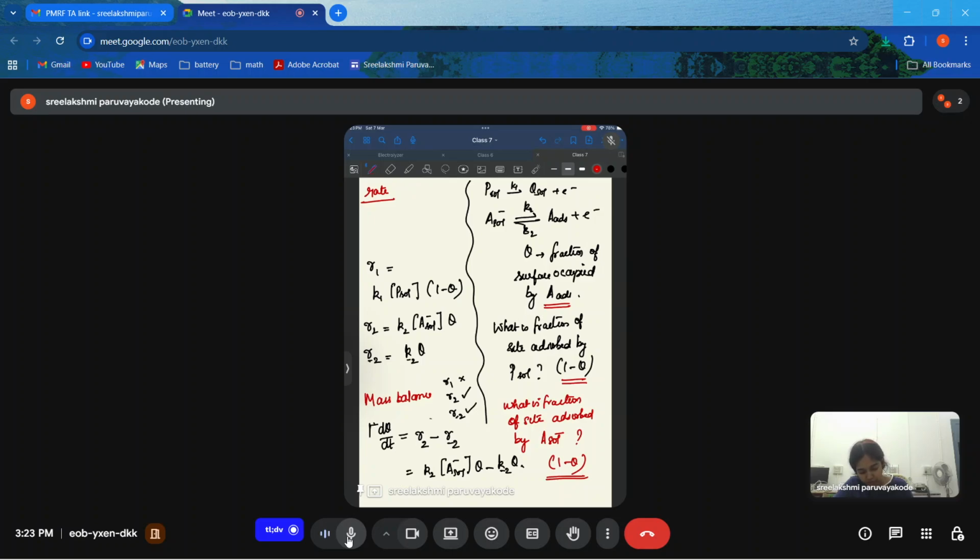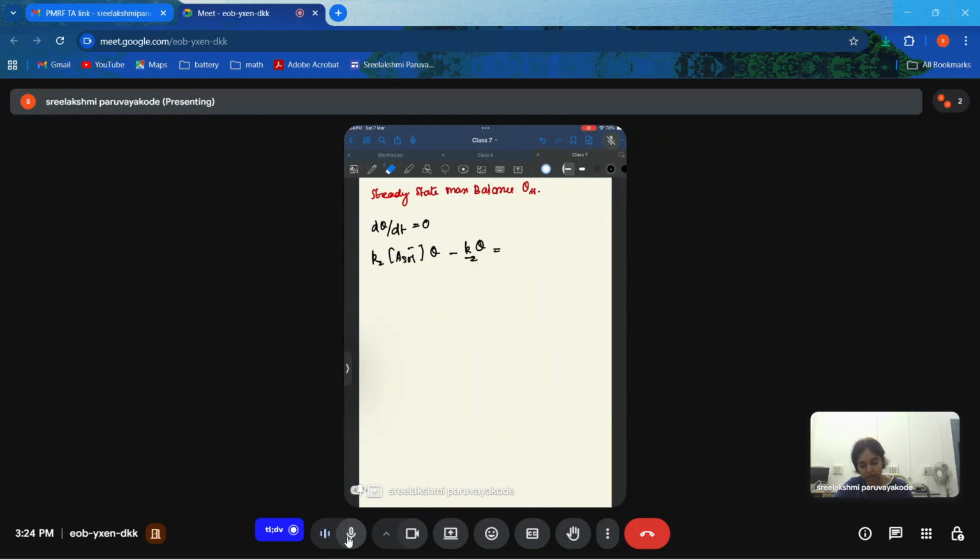So I made a mistake, and the mistake is here. I'm rubbing it out. What is the fraction of site available? It is 1 minus theta. Similarly, I made a mistake here. I'll just write it as K2 A solution minus 1 minus theta minus K minus 2 theta. So this is the total expression. The same mistake I made over here, I'll just rub it and write 1 minus theta, K minus 2 theta equal to 0.